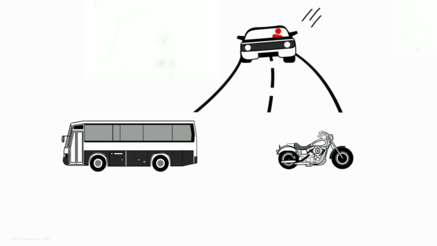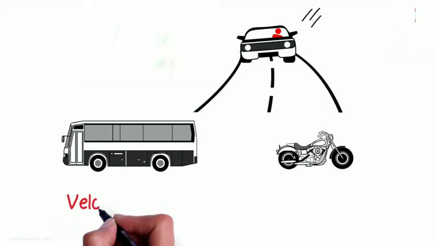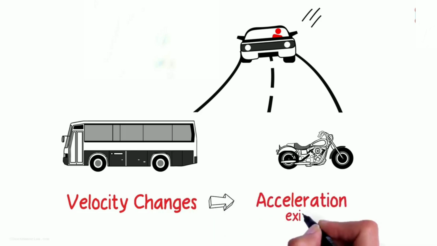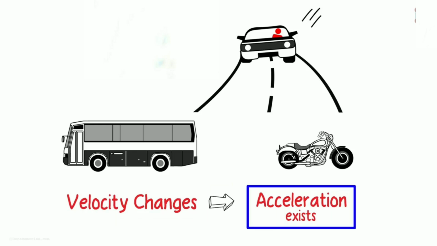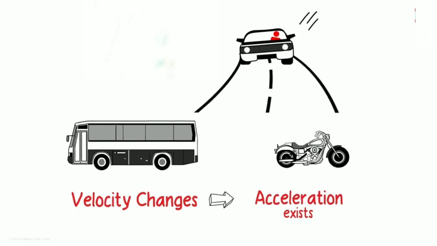When we apply the brake or accelerator, what happens? The velocity or the speed of the vehicle changes. When the velocity of an object changes, acceleration exists. To have acceleration, the velocity needs to change. When velocity changes, acceleration exists.